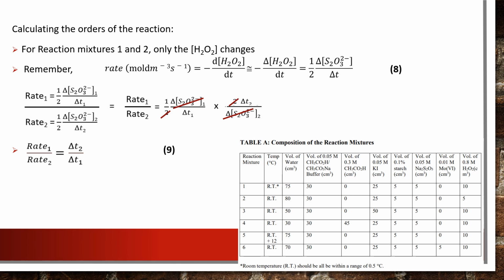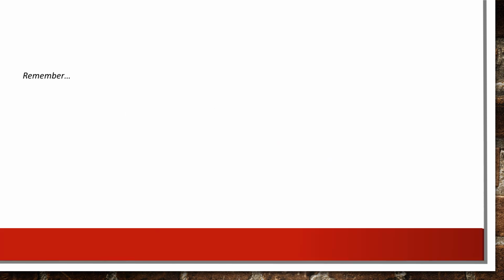So let's go over that again. The rate expression becomes rate 1 divided by rate 2 is equal to the change in the time for reaction mixture 2 divided by the change in the time for reaction mixture 1. But remember that we can also express the rate of a reaction by its rate law.